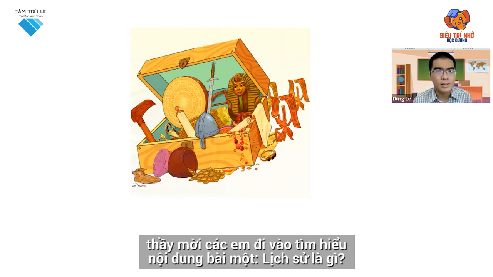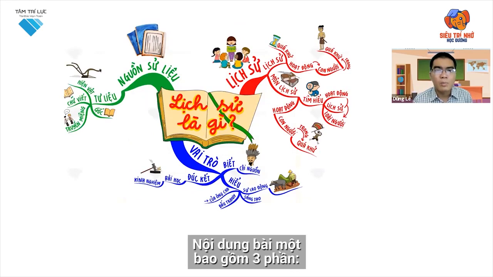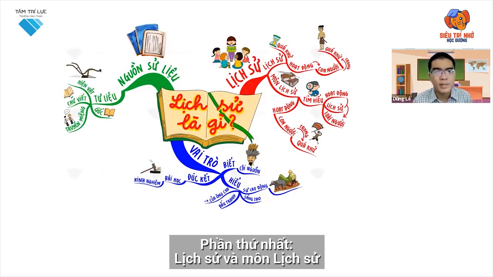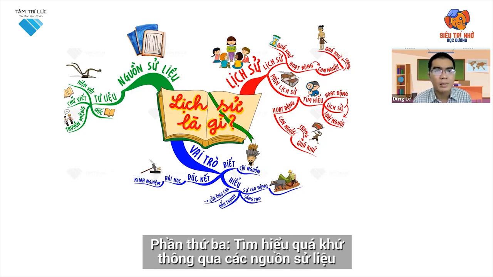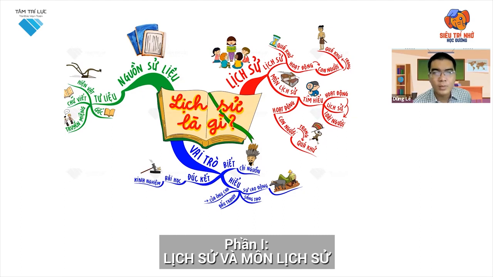What is history? Lesson 1 consists of 3 parts. Number 1, history and the history subject. Number 2, why do we have to study history? Or in other words, the role of learning history. Number 3, learning more about the past through historical sources. First part, history and the history subject.